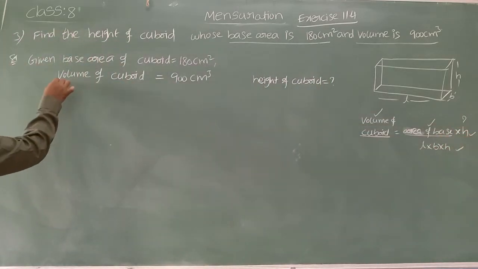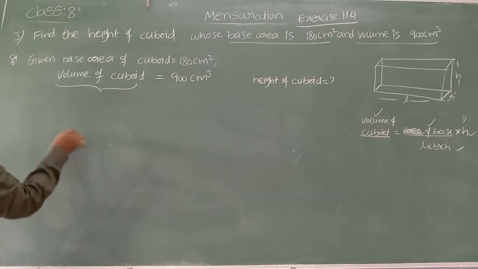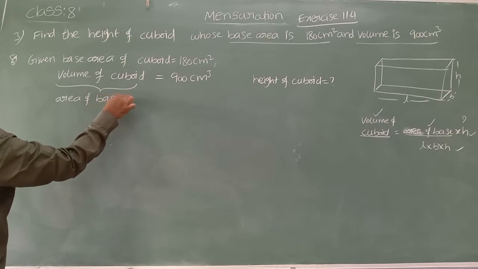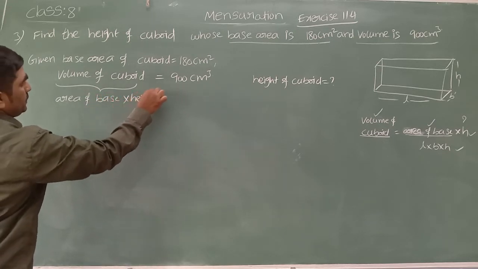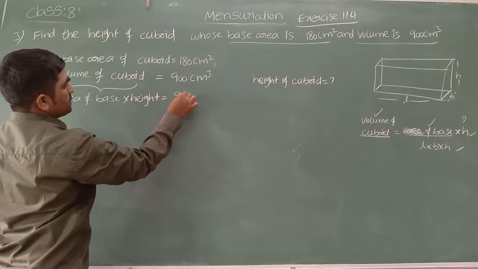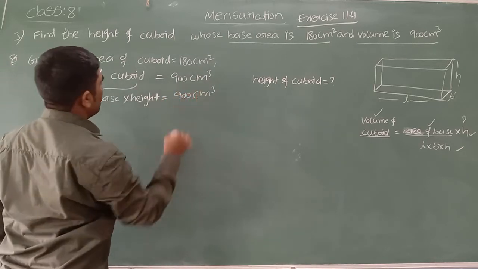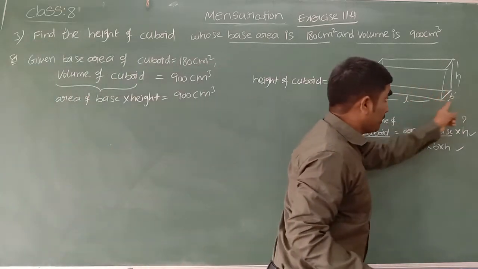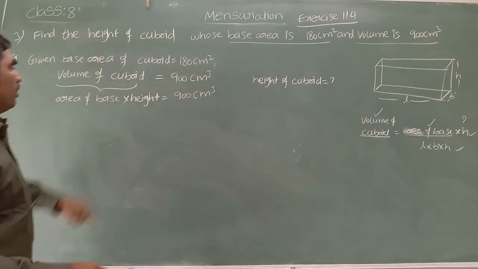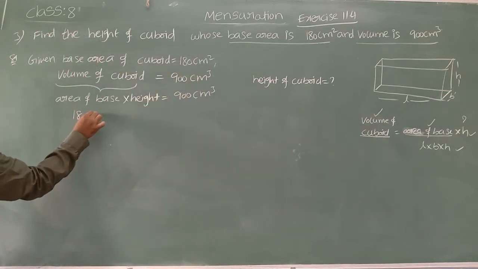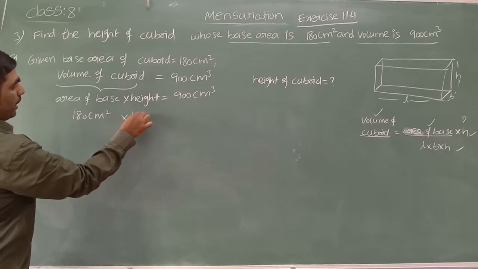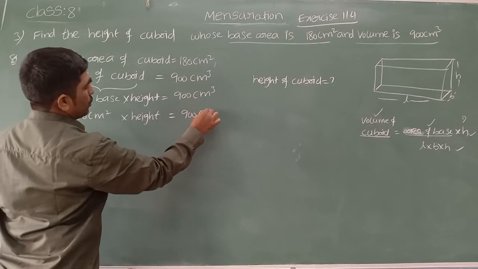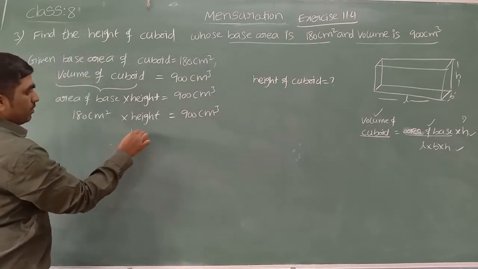So instead of the volume of the cuboid, what can we write? Area of the base into height. So the volume of the cuboid means what, beta? Area of base into height is equal to, and the RHS part is 900 cubic centimeters. What is the area of the base? The area of the base is nothing but the area of the bottom rectangle, length into breadth, which is 180 square centimeters. So 180 square centimeters into height, we don't know, we have to find the height only, is equal to how much, beta? 900 cubic centimeters.